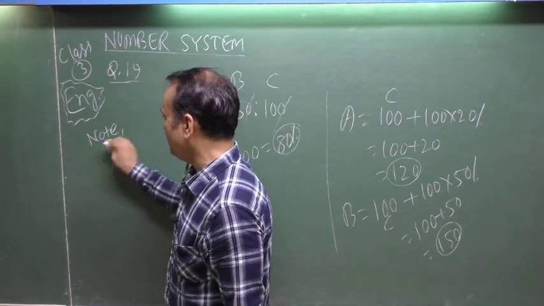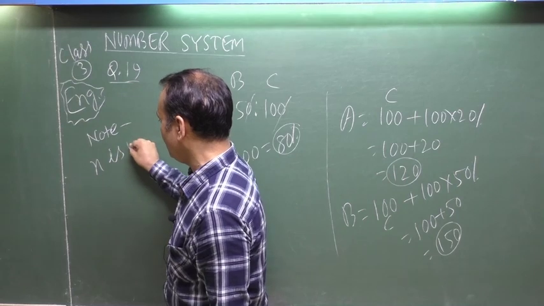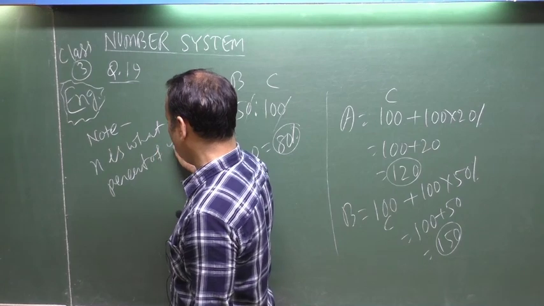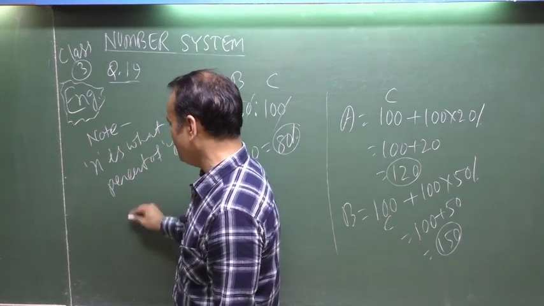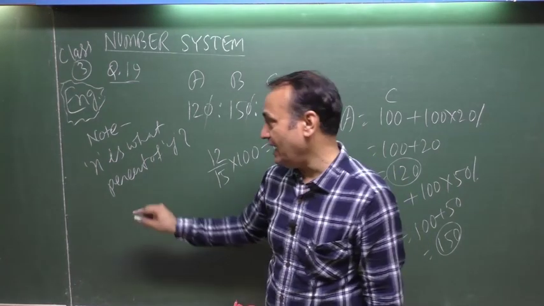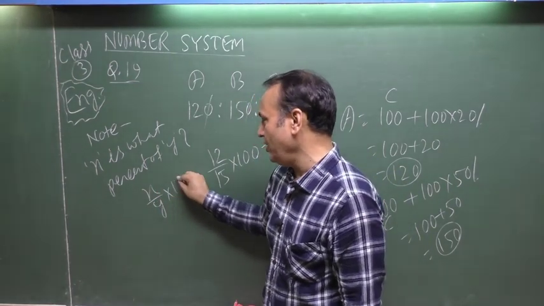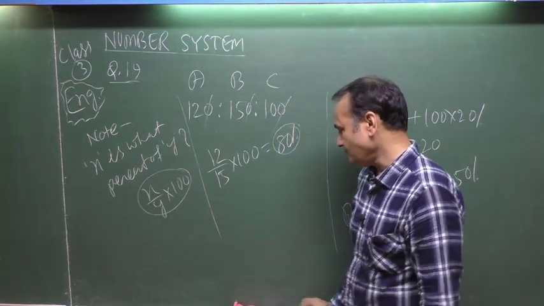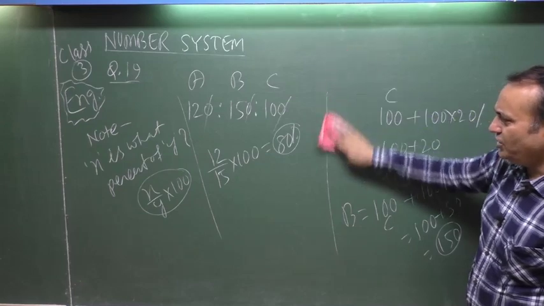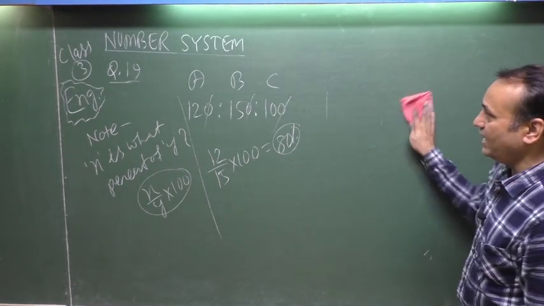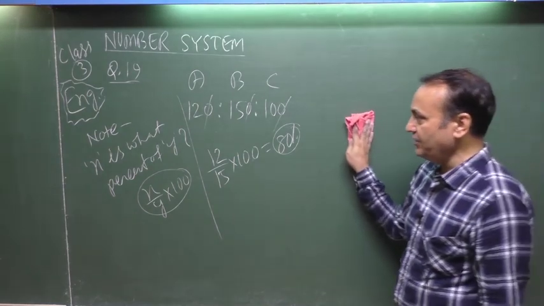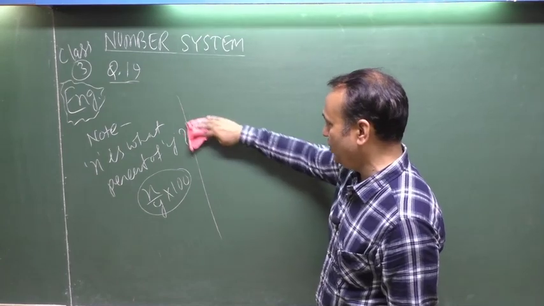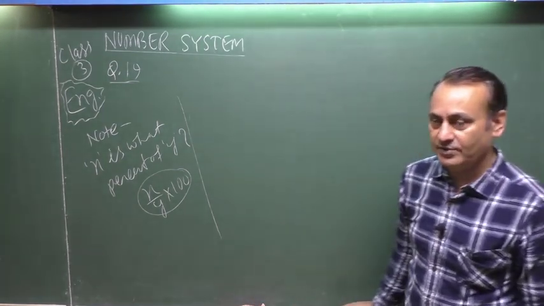See here. X is what percent of Y is answered by X upon Y into 100. This formula has been written here. Okay, write down. Thus you calculated question number 19 and gave the answer 80%, and 80% is perfectly the right answer. This is a most important question for PO, bank clerk, then SSC, Railway. Okay.